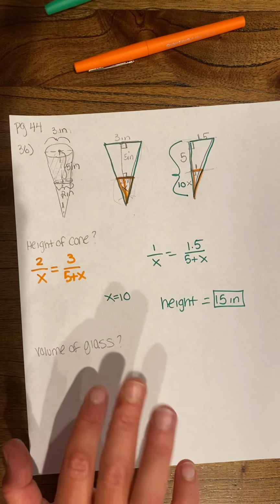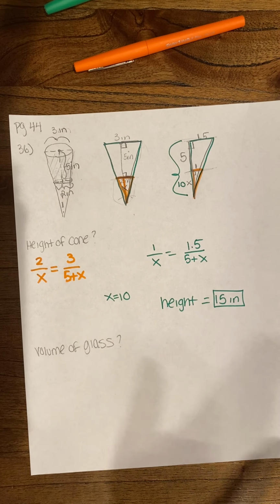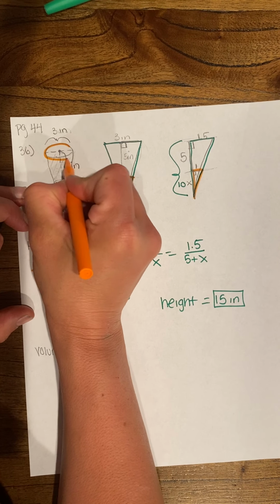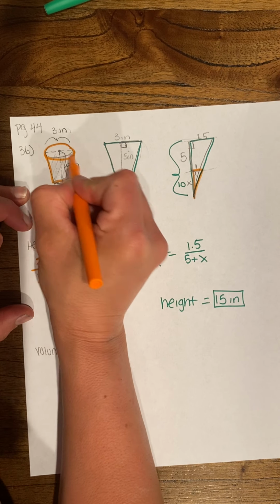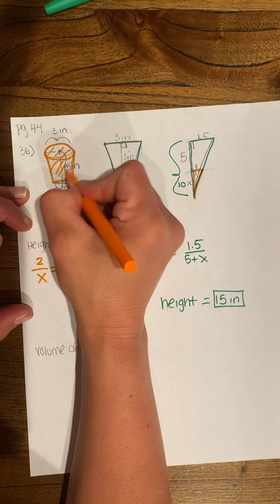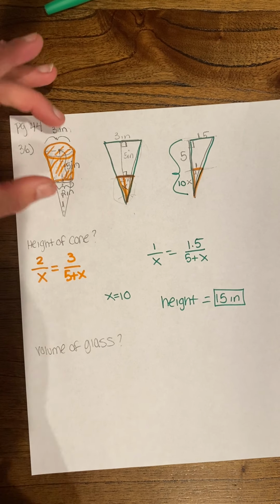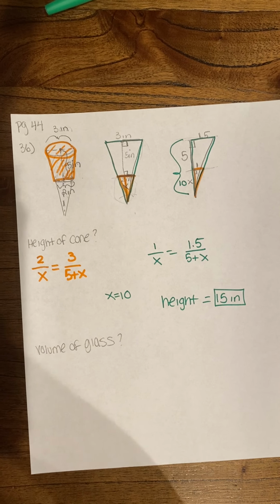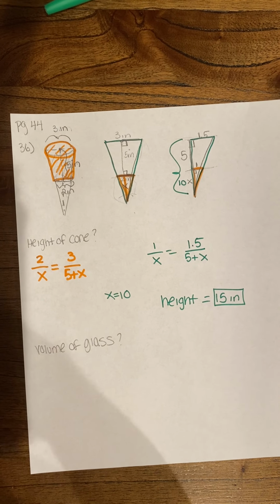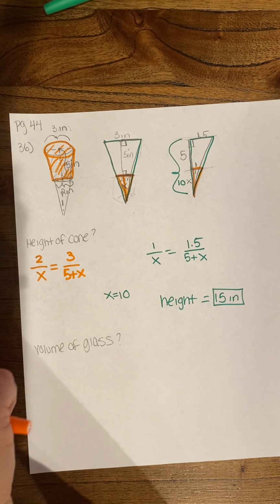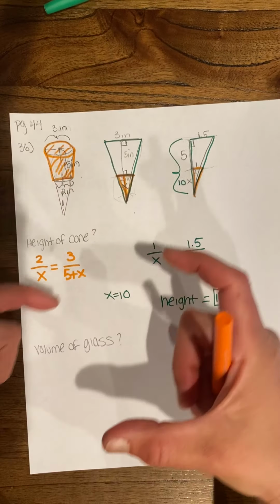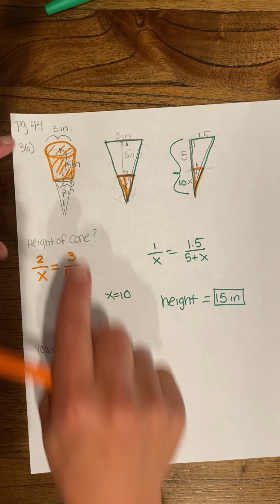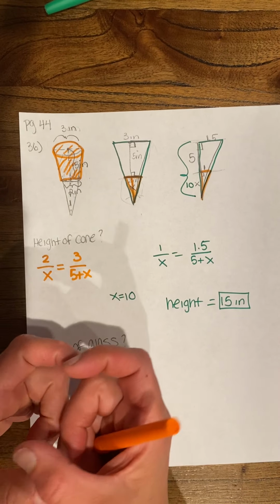And then finally, you're asked to find the volume of the glass. Remember, go back to your big picture. They only want the volume of this shape right here. That's the actual glass. The glass is formed by cutting off the cone. That is not something we have a formula for. We have a formula for a cylinder, but that's not a cylinder because the two diameters aren't the same. We have the formula for a cone, but that's not a cone either because cones come to a tip.